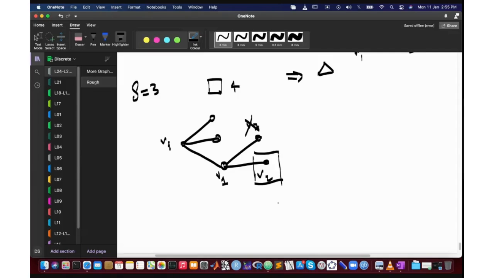V2 has, by this information, three neighbors, at least three neighbors. And V2 can be connected to Vi. So the critical bit that I now want to convey to you is that of the three neighbors of V2, I know that there is one of them which is not equal to V1 and Vi.